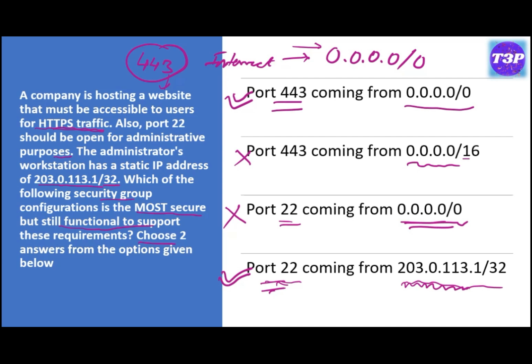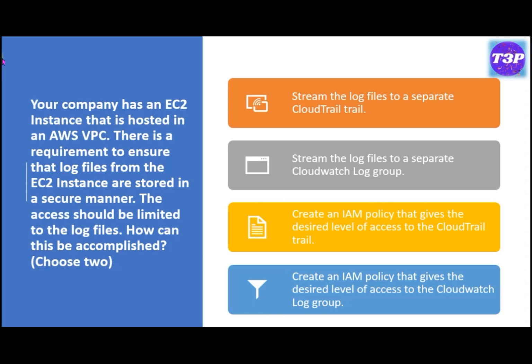Let's talk about the next question now. In this question they are asking, your company has an EC2 instance that is hosted in an AWS VPC. There is a requirement to ensure that log files from the EC2 instances are stored in a secure manner. The access should be limited to the log files. How can this be accomplished? We need to choose 2 options out of 4. The options we have: stream the log files to a separate CloudTrail, stream the log files to a separate CloudWatch log group.